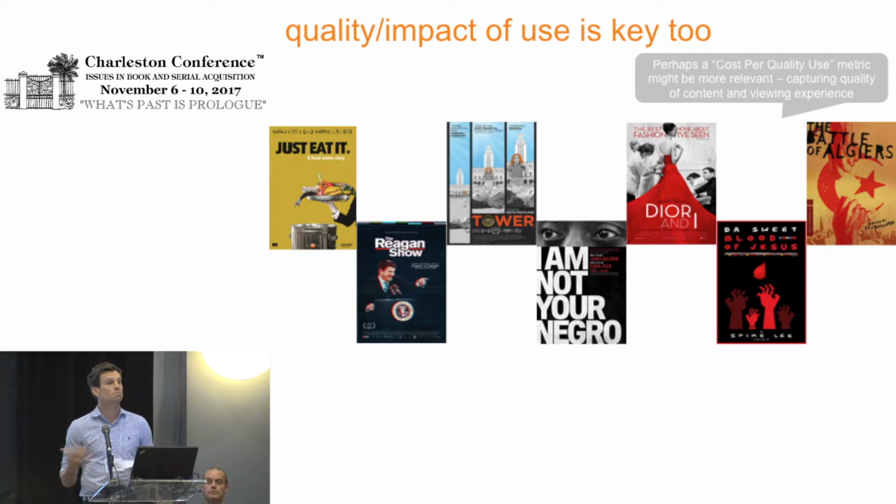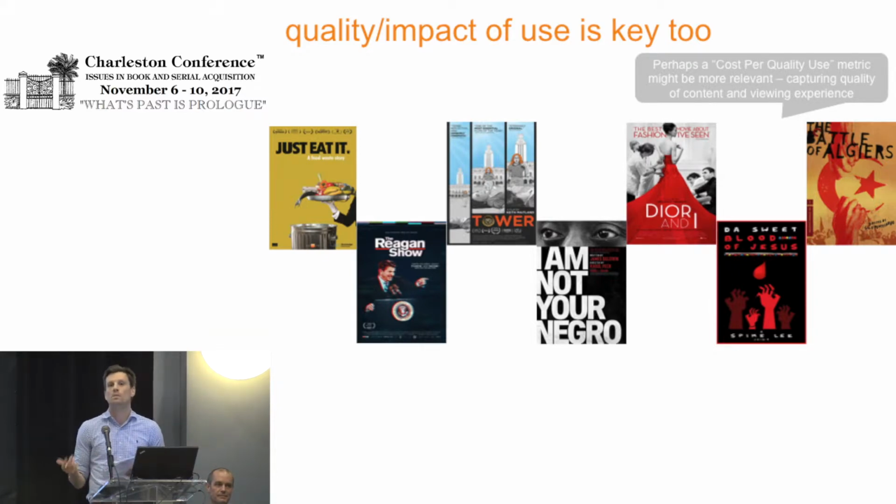For example, millions of YouTube videos of cat memes are watched every day online. And if we were going to use a CPU analysis, we would think that was the best thing for our library. But unfortunately, cat memes don't necessarily have the learning outcomes which we're trying to drive for our students. So we have to take into account that not every use is the same.